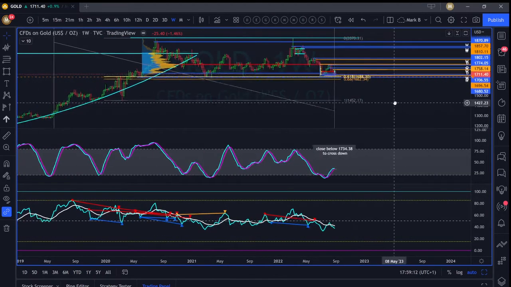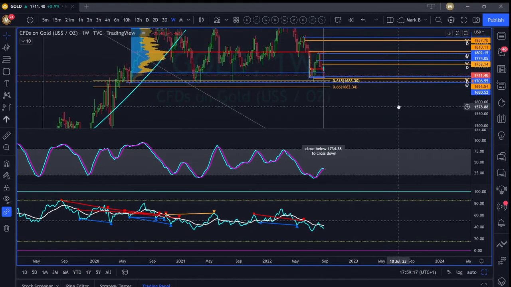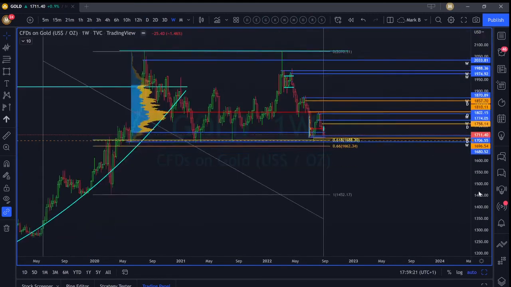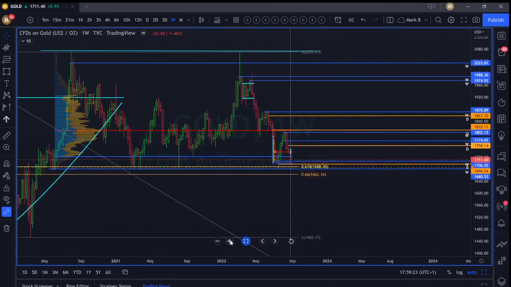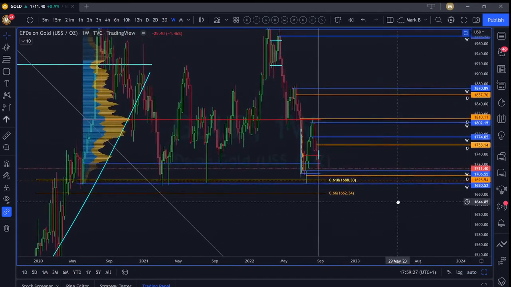Zoom in. Okay, weekly again, not really telling us much on stochastics. No bearish divergence present. Now gold, look at Dixie in a minute, but gold had a bit of a tough week.